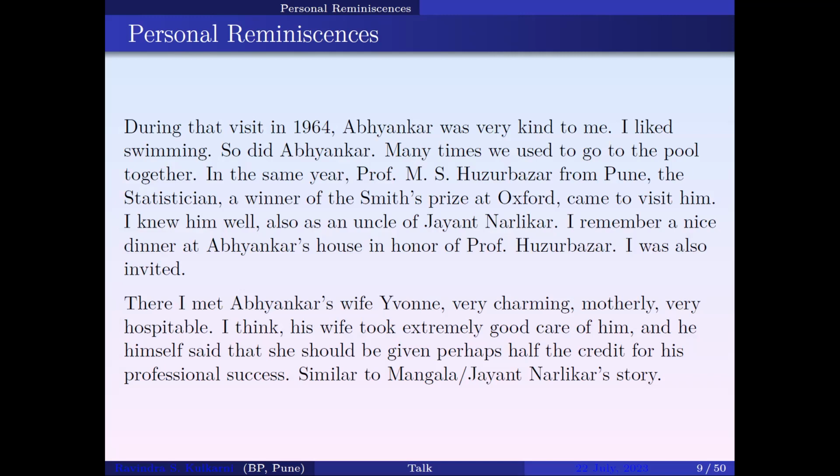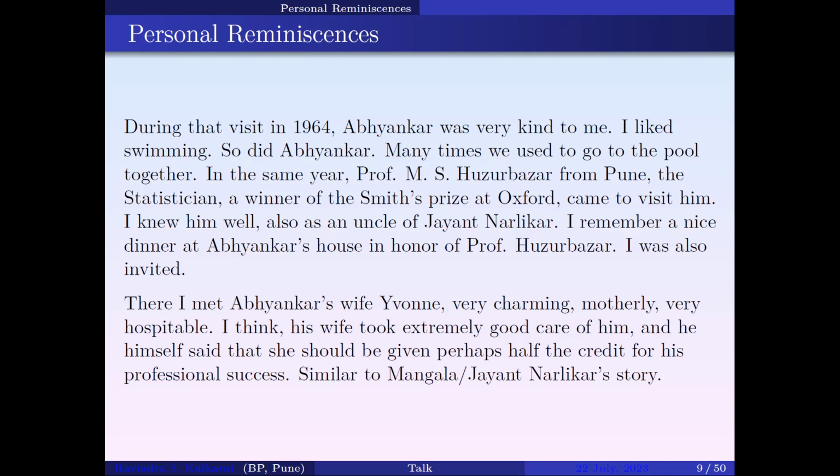And they are both uncles of Jan Narlikar. So Jan Narlikar, I heard about him around the same time. I remember a nice dinner at Abhyankar's house in honor of Professor Huzurwada, and I was also invited. There I met Abhyankar's wife, Yone. Very charming, motherly, very hospitable. I think his wife took extremely good care of him. And he himself said that she should be given perhaps half the credit for all the professional success he had.